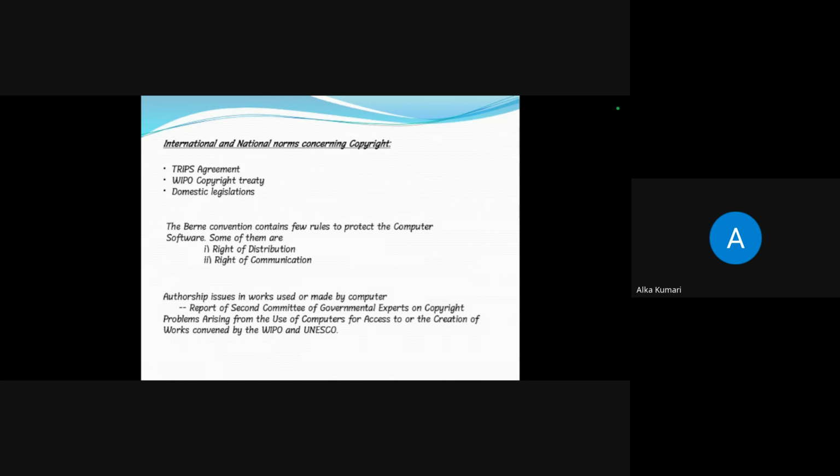The Berne Convention deals with two main rights under computer software. One is the right of distribution, and another one is the right of communication. What is this right of distribution? That is the right to control not only the initial sale of copies of the work, but also subsequent distribution of such copies through lending or renting. The right of communication is also gaining importance because new communication techniques are being developed which will enable high-speed digital delivery of works from data banks to individual users.